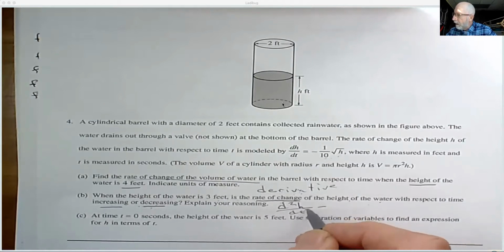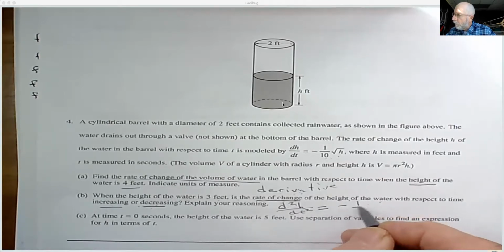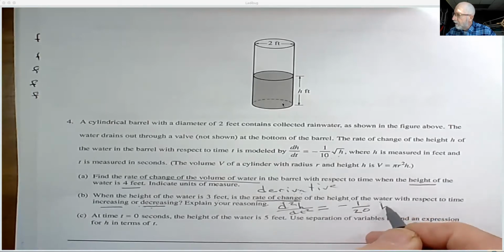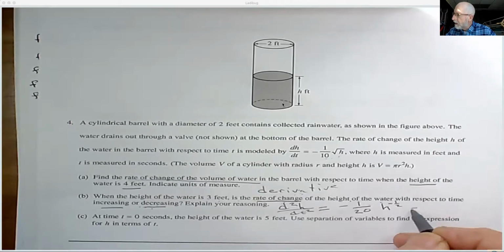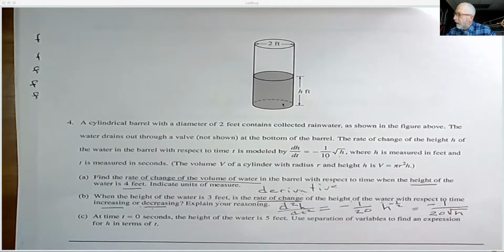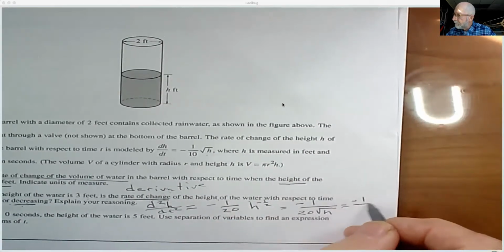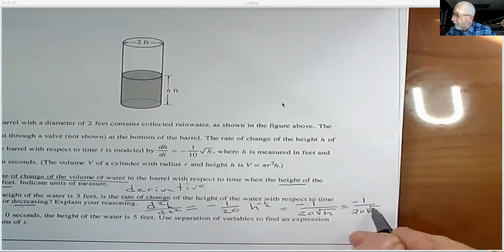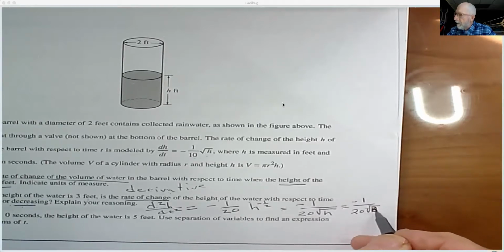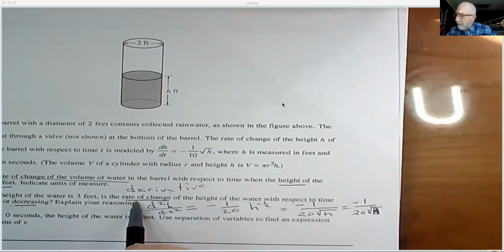And we're going to get a negative 1/20th h to the negative 1/2 power, which is the same as a negative 1/20 times, in the denominator, the square root of h. And now I would put 3 into here. Oops, I didn't put 3 into here. Sorry. So since this number is negative, it means that this function is decreasing.